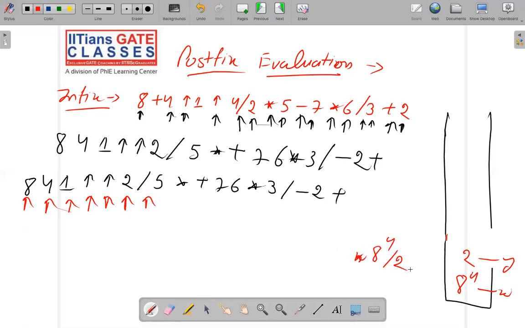Okay, so let me actually try to calculate 8 to the power 4. 64 multiplied by 64, which is 4096, divided by 2, which is 2048. So it is actually 2048. After doing this evaluation, we have 2048 in the stack. Now 5 comes up, it will push 5.